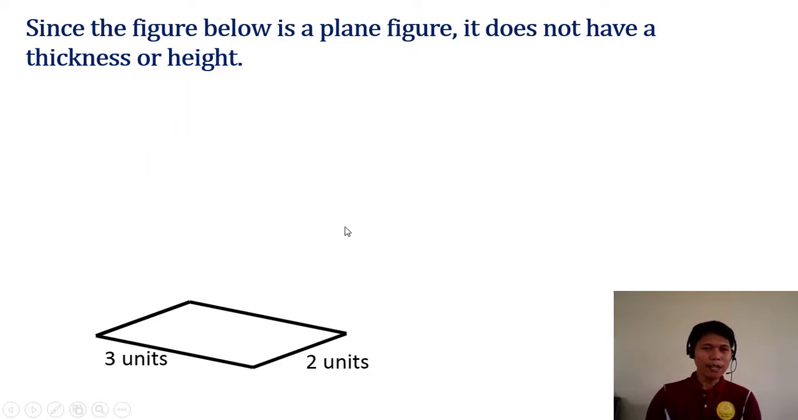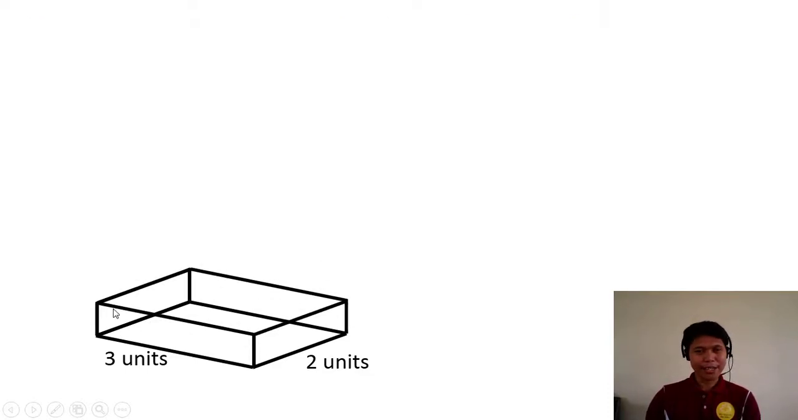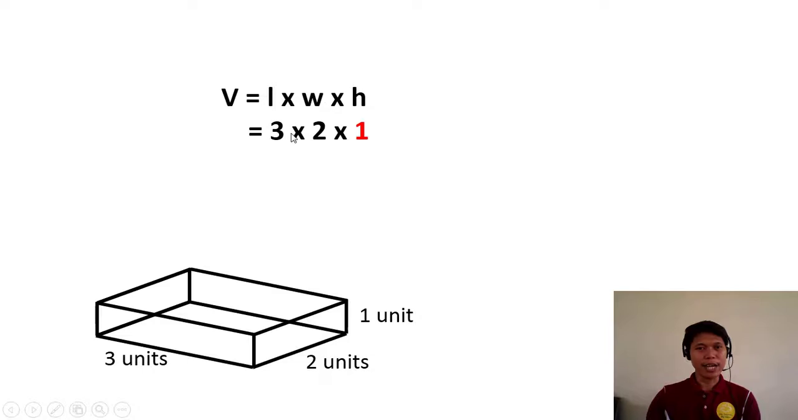Okay, now let's add another plane figure, and this time there is already a thickness added to our figure. So it becomes now a solid figure. Say for instance this is 1 unit, then volume is equal to length times width times height, and the height is 1 unit. So 3 times 2, the same, times 1. So 0 becomes now 1, and it is 3 times 2 times 1, which is equal to 6 cubic units.